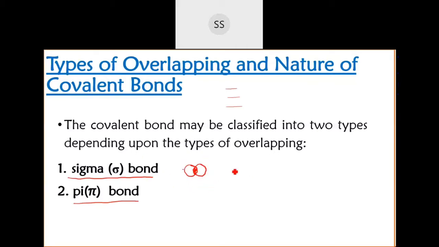But p orbital, suppose you are getting p orbital, this is how the shape is. You need to remember the shape. If you don't know the shape, you will not be able to understand the overlapping concept. P orbital, you know, has a dumbbell shape.